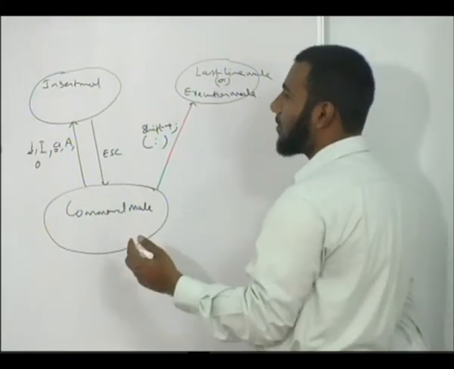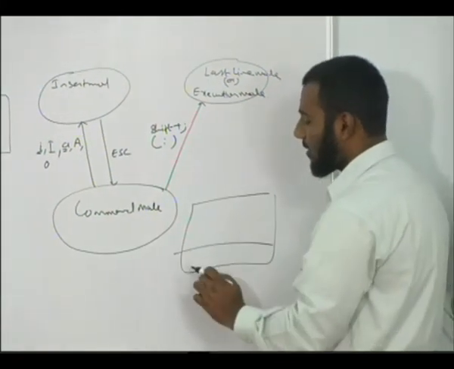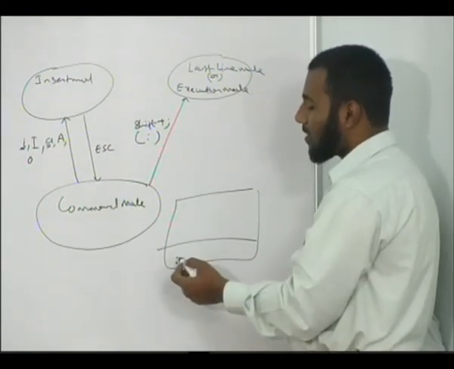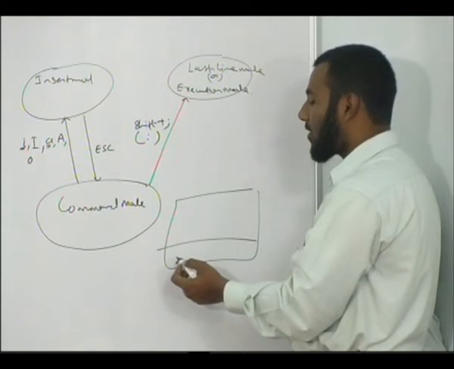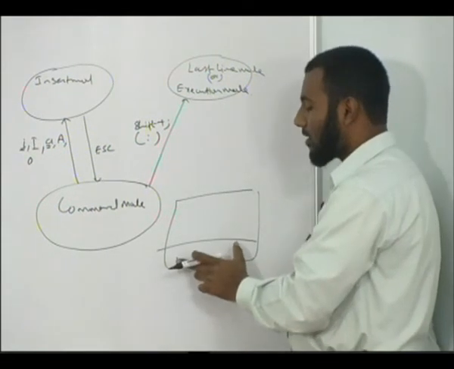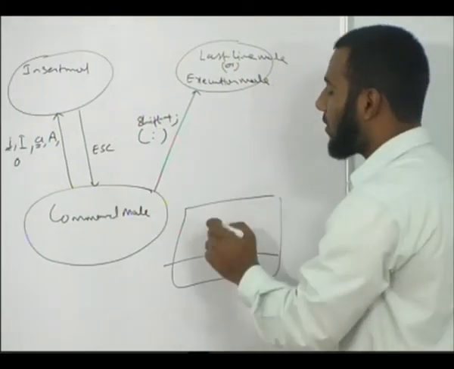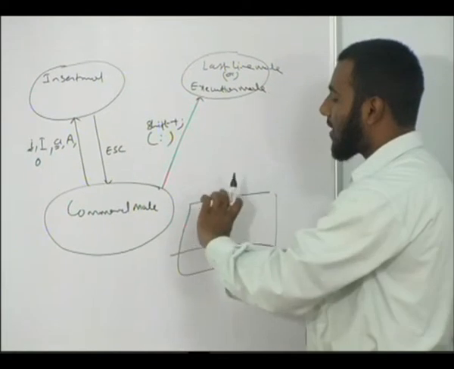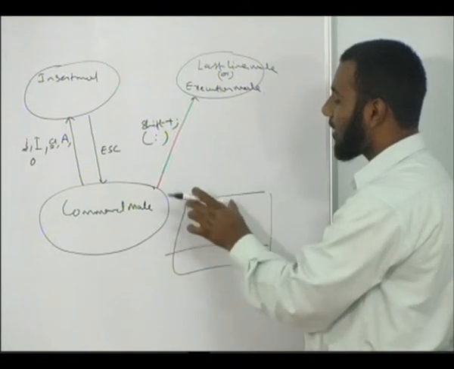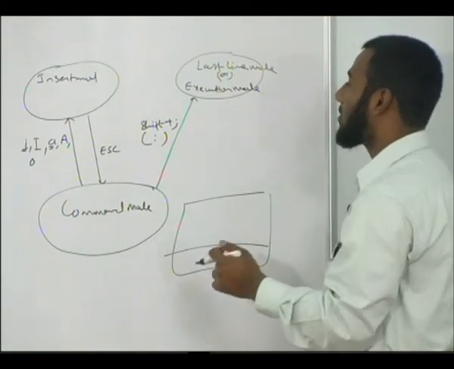Whenever we go here, we'll see in the VI screen editor at the bottom, the last line, we'll have this colon, and all the commands given after this colon are the commands of execution mode. If you don't see this colon, then these are commands for command mode. In insert mode, of course, we will do operations in the screen. If there are 25 lines in a screen, then 24 lines are dedicated for the VI screen and 1 line is dedicated for last line mode. That's why it is named last line mode.